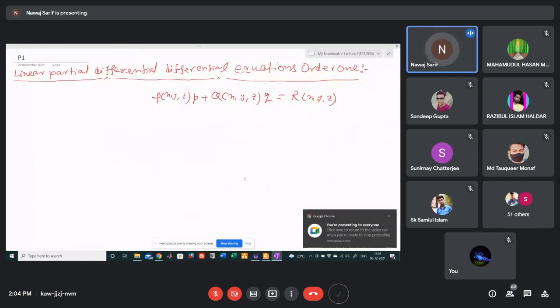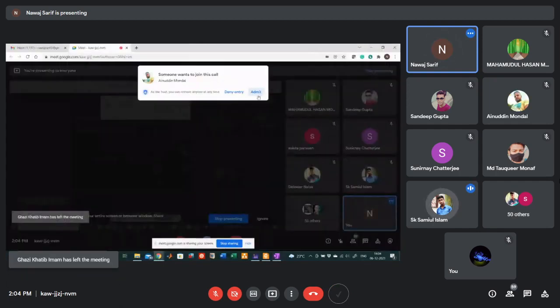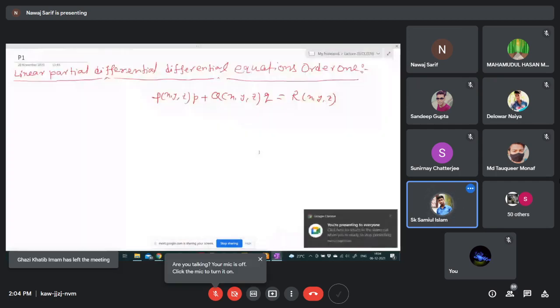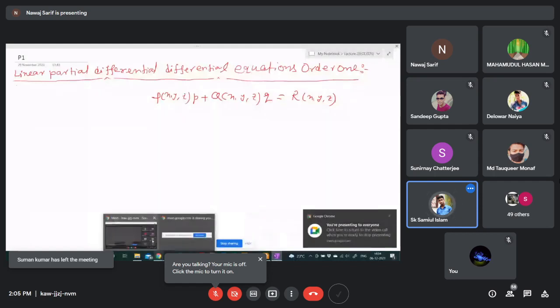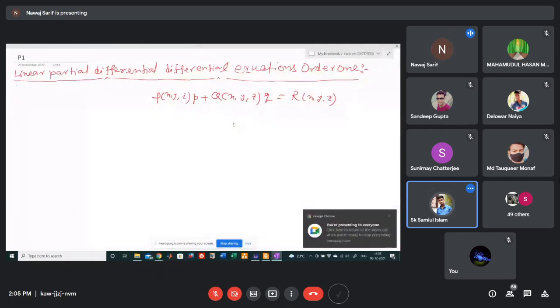So, if a given differential equation is of this form, P(x,y,z) p plus Q(x,y,z) q equals R(x,y,z), that means the given equation is linear in p and q only, then you can say that the differential equation is quasi-linear. So now we discuss the method of how to solve this type of differential equation.